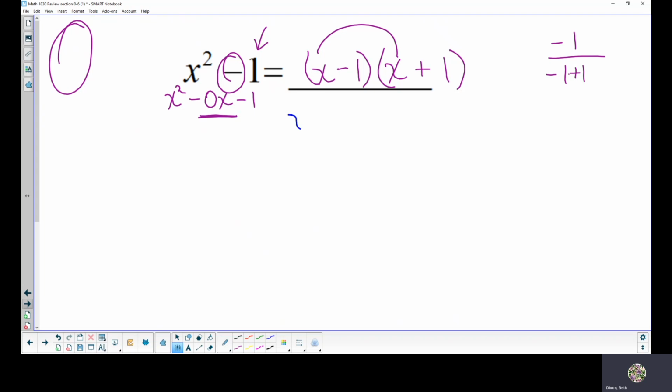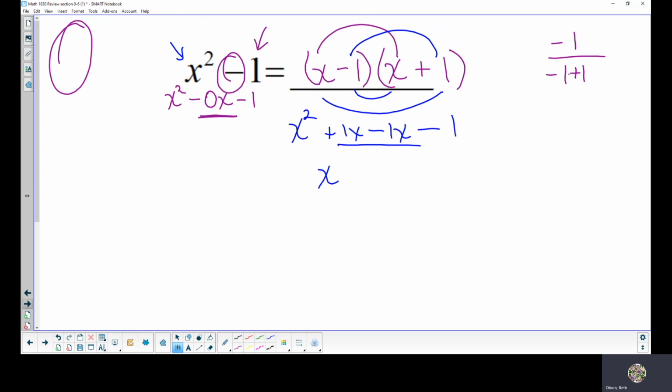X times x, which I said was x squared. We picked them to multiply to give me this x squared. Then the outside gives me a positive 1x. I'm going to move this down a little bit. On the inside, I get a -1x, and my last term, I get a -1. Look what happens to the inside and the outside of my FOIL. These numbers go to 0. So since those cancel, that leaves me the x squared minus 1 I started with.